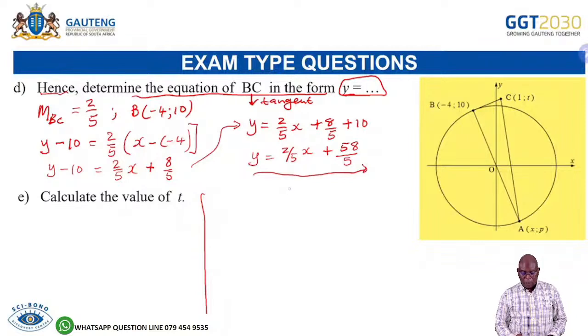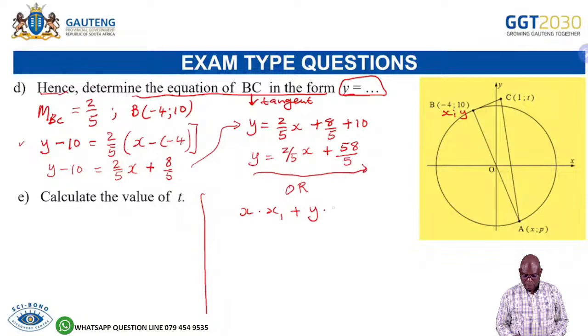Now, I'm going to show you another method of doing it, which is quite easy. The formula is not there in the formula sheet. This formula here is there in the formula sheet, so you can get this one, but this one is not in the formula sheet, and I want you to know it and practice with it. It's an easier formula to get the equation. So what I have an x and a y. So the formula is x multiplied by x1 plus y multiplied by y1 equals to r squared.